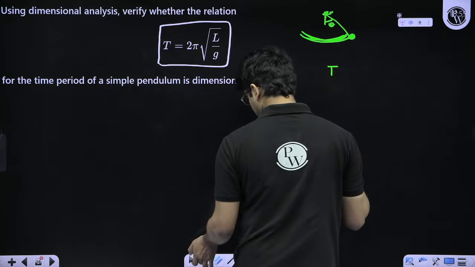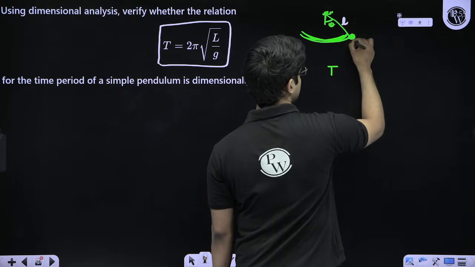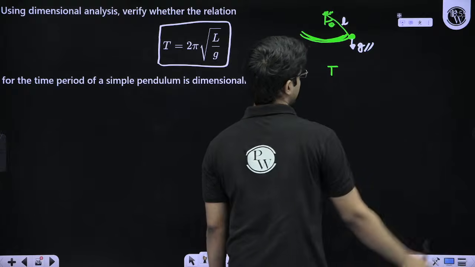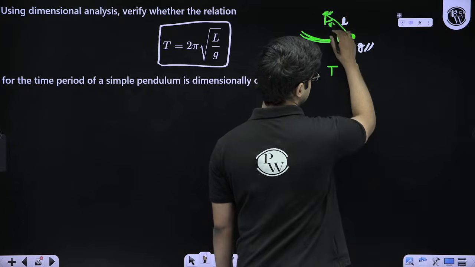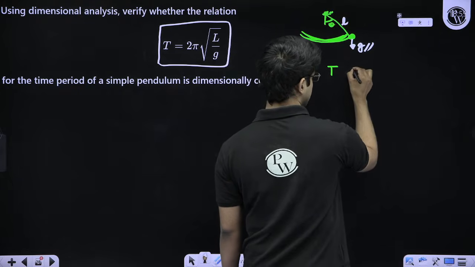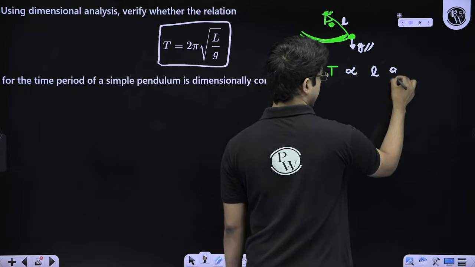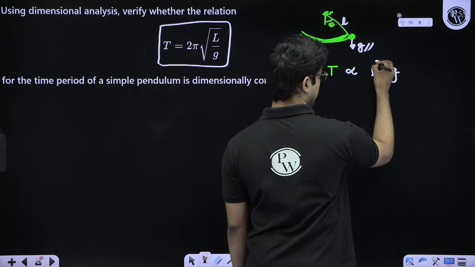So it will basically depend on two things: the length of this wire and gravity g. These are the main things it depends on. Of course, we need Newton's laws to understand that, but right now I am telling you the time period depends on the length and the value of g somehow. We don't know the exact powers, so I am taking x and y.